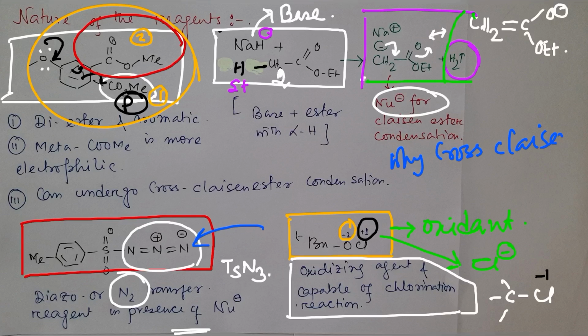Okay, why cross Claisen? The answer to the question is that these aromatic esters are more electron deficient compared to aliphatic ones. Why? Because they are attached to an aromatic ring, and another thing is that there is an aromatic ring and two esters attached to one molecule. You may say, sir, there is one OMe.